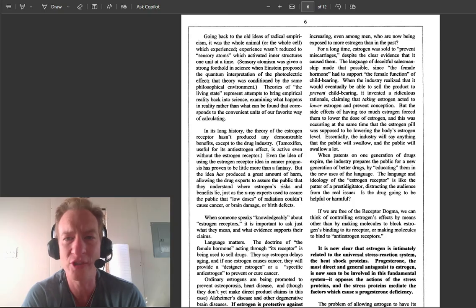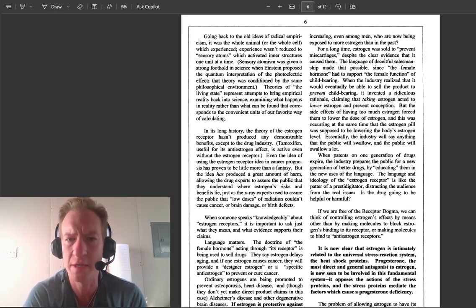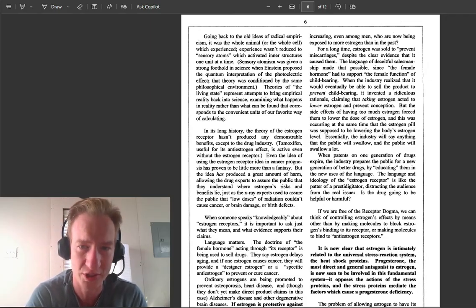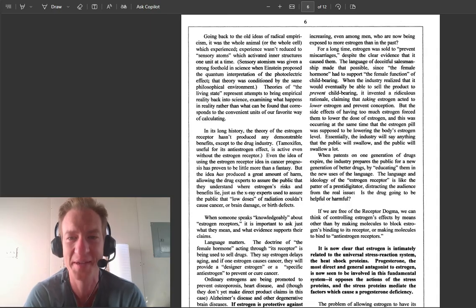For a long time, estrogen was sold to quote-unquote prevent miscarriages, despite the clear evidence that it caused them. The language of deceitful salesmanship made that possible, since the quote-unquote female hormone had to support the quote-unquote female function of childbearing. When the industry realized that it would eventually be able to sell the product to prevent childbearing, it invented a ridiculous rationale, claiming that taking estrogen acted to lower estrogen and prevent conception.